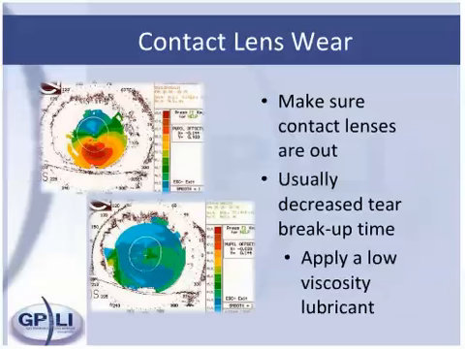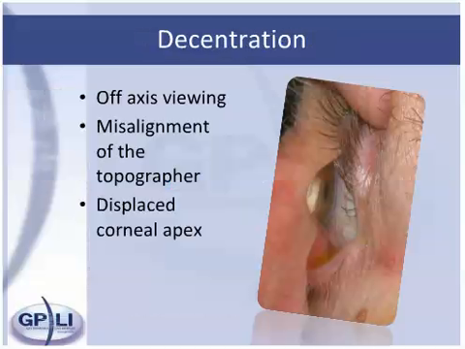Make sure that the contact lens is out before the topography is taken. If the contact lens has just been removed, there may be an increased tear breakup time. Add a low viscosity lubricant to help smooth the tears prior to corneal topography. Decentration of the image may occur if there's off-axis viewing, misalignment of the topographer, or a displaced corneal apex.